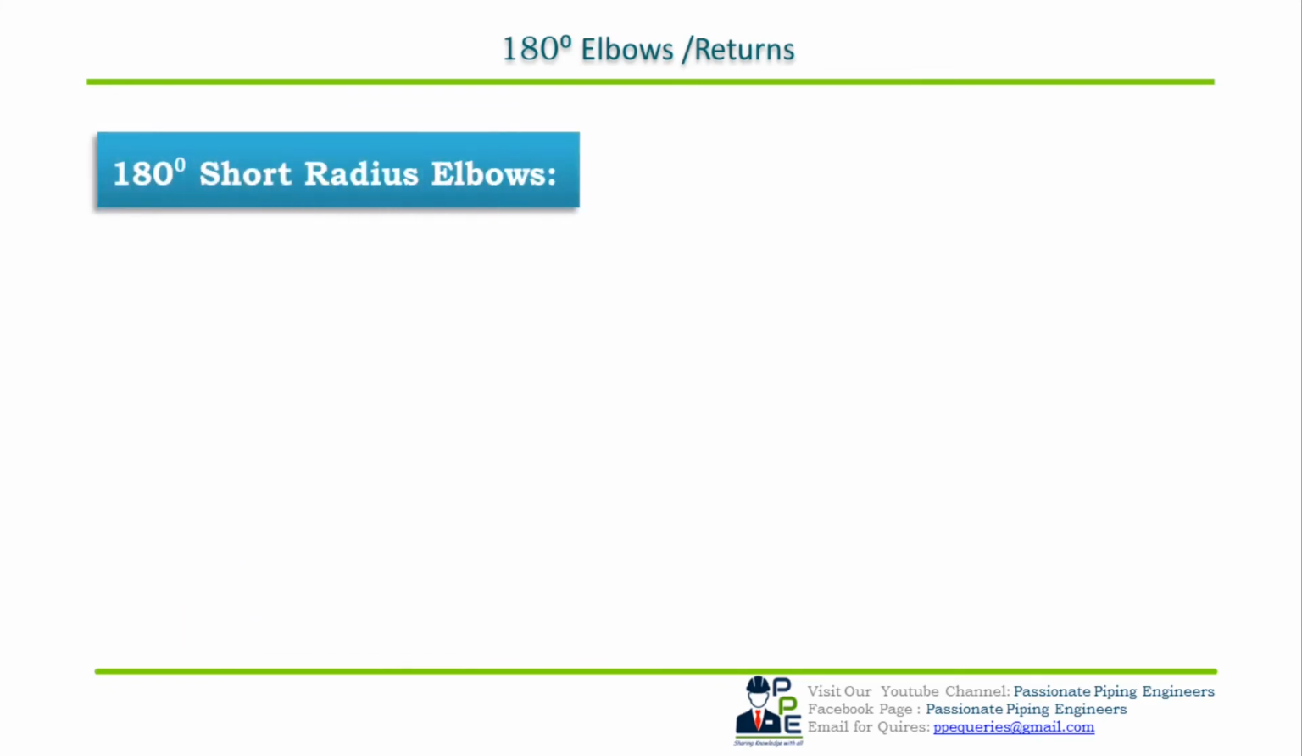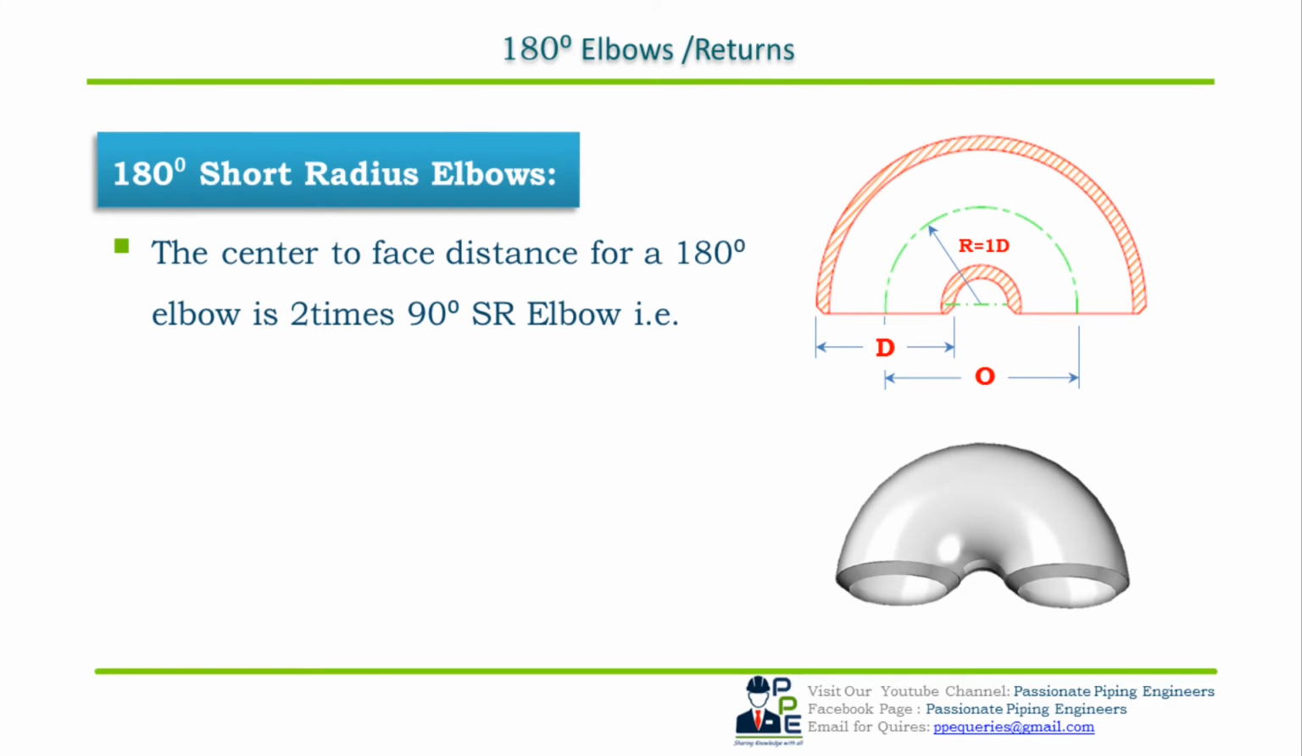180 degree short radius elbow. The center to face distance for a 180 degree short radius elbow is twice the 90 degree short radius elbow. That is, 180 degree short radius elbow is equal to 2 into 1. Therefore, 180 degree short radius elbow is equal to twice the 90 degree short radius elbow.